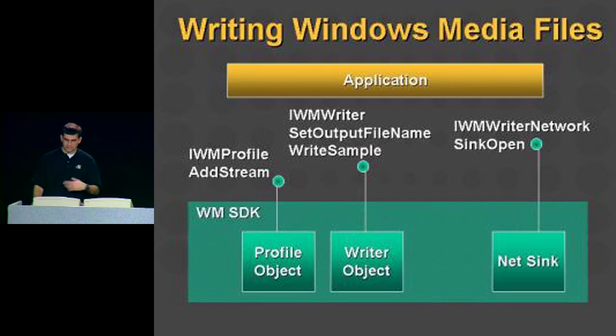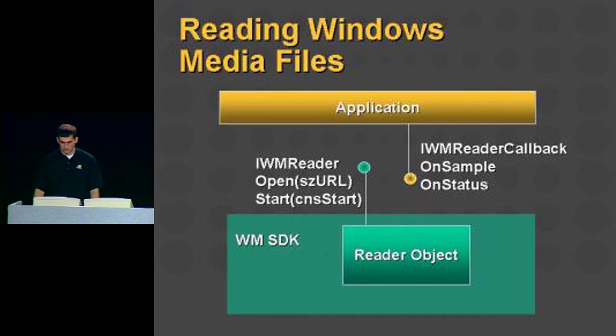You can use, of course, the metadata editor and all the other interfaces to do fancier stuff. You can use this network sink object if you're going to write out to the network. So for reading, it's more or less the reverse. You'll create the reader object. The difference is that reading happens asynchronously, where we want the application to implement a reader callback interface, and then from inside the SDK, we'll call on sample as the data arrives. And that's because when you're building a player that can stream data off the network, there could be a delay, and we want to call you back as soon as it arrives so that you can render it.